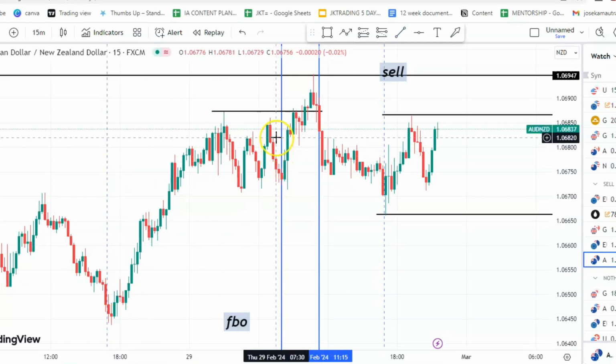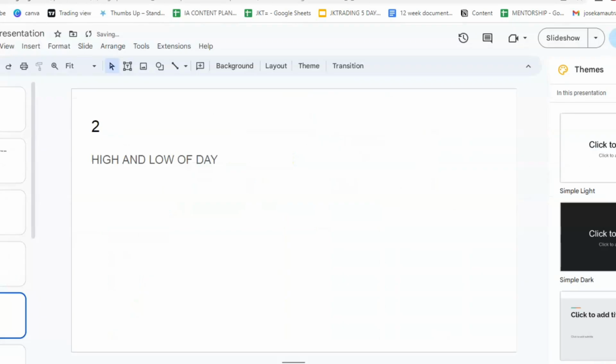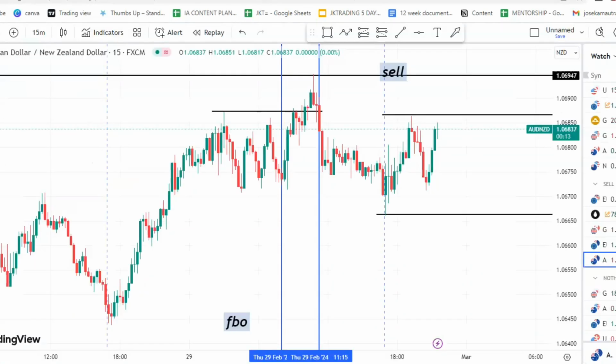Now, step number three is let the first hour close. Now, the first hour is from 8 to 8:45. From 8 to 8:45, we didn't have anything.